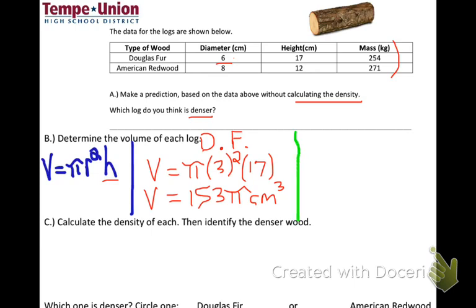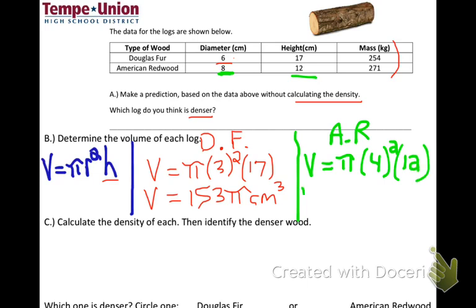Next, let's take a look at the American redwood. The radius isn't given, but the diameter again is given, so the radius is half of that. That would be 4 squared, and then times the height, and the height is given as 12. So volume equals 4 squared, which is 16, times 12, so 192 pi.